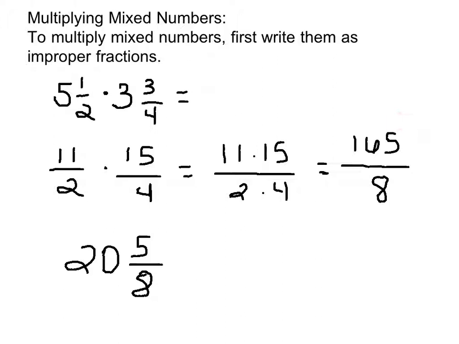165/8. It's improper, so we have to reduce that. When we do the division, we end up with 20 and 5/8. We can check our problem using the same system as we used up here: we'll take 8 times 20, 160, plus 5. And in fact, it does equal 165.